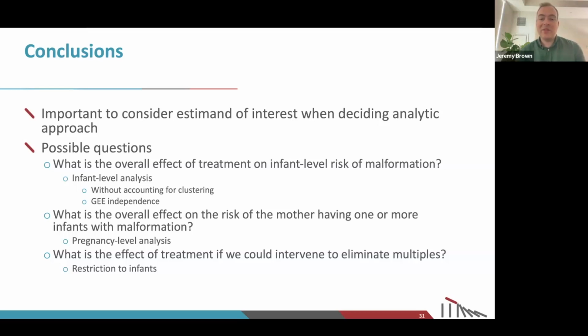And we could also ask, what is the effect of treatments if we could intervene to eliminate multiples? Again, though, this requires quite strong assumptions if we're thinking that this is some sort of causal estimate. But this restriction to infants approach does lead to a slightly different estimand than the other approaches we had.